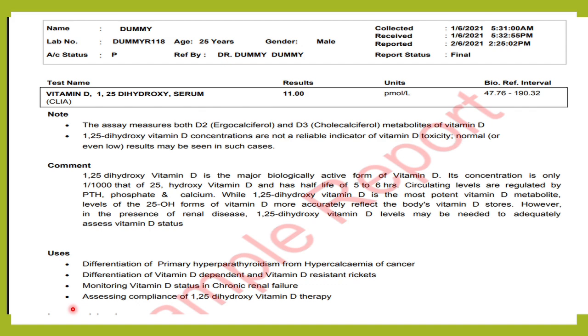You have to differentiate between vitamin D dependent rickets and vitamin D resistant rickets. And in case of chronic renal failure, this active form is not formed, so the level will be low. So in those conditions, or when we want to assess the compliance of 1,25 dihydroxy vitamin D therapy, that is the time only we do this 1,25 dihydroxy serum.